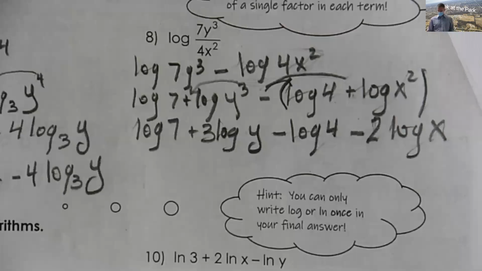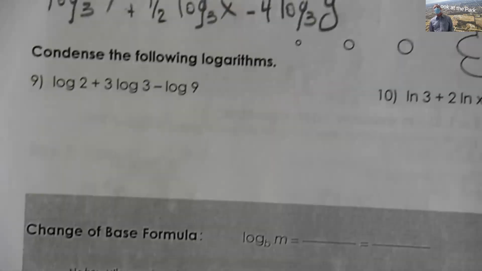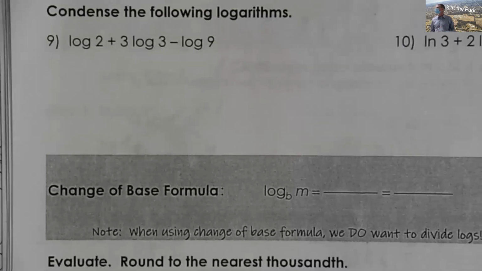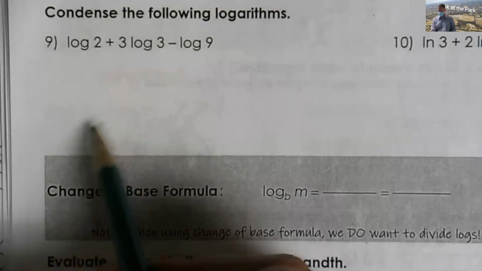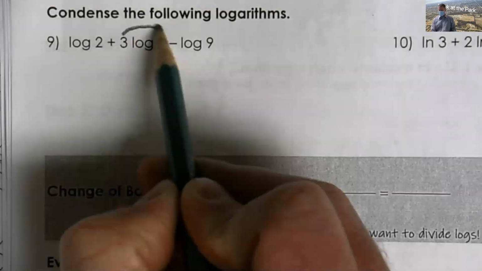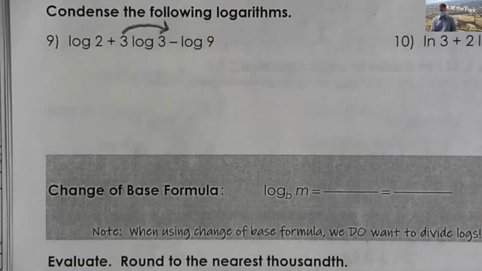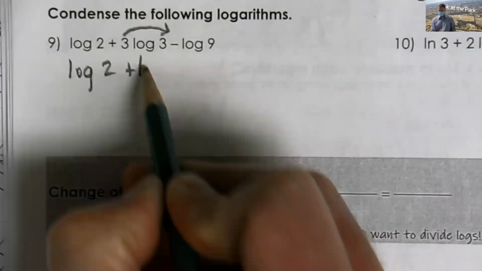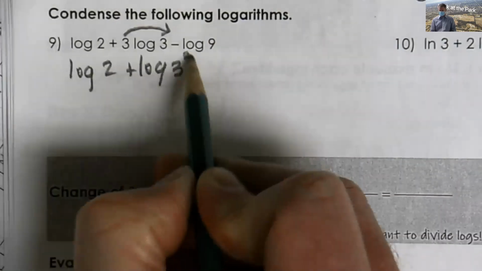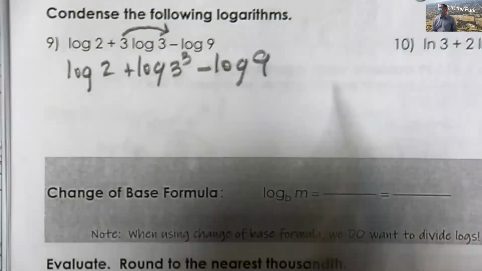All right, now we can look at condensing. We're going to write this down to a single logarithm. This has multiple logarithms already, and we're going to write it down to a single logarithm. We bring that exponent up first. So we have log of 2 plus log of 3 cubed. And we haven't touched the log of 9 yet.